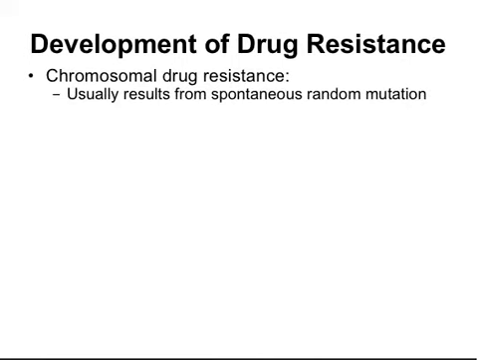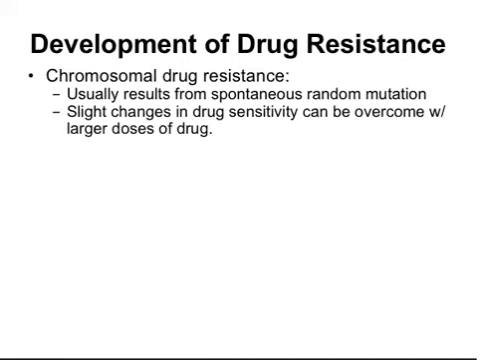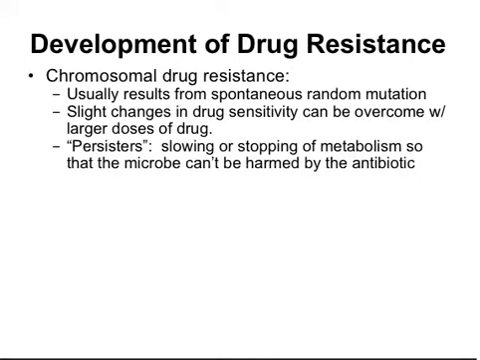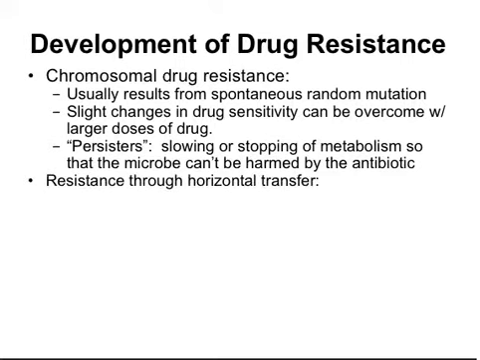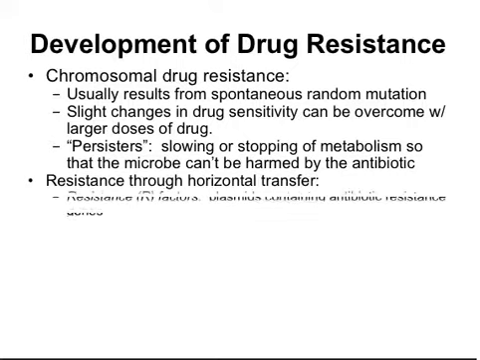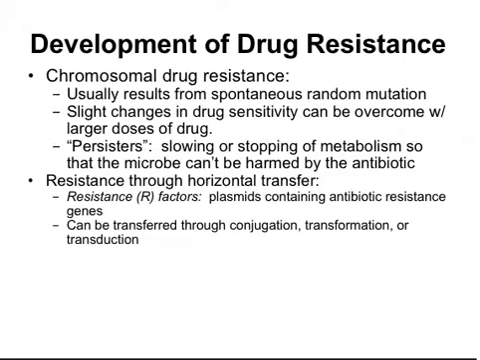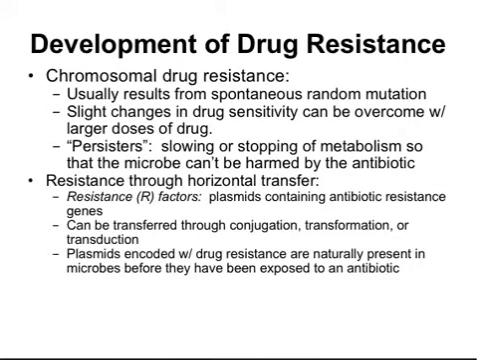Chromosomal drug resistance usually results from spontaneous random mutation. Changes in drug sensitivity can be overcome with larger doses of drug or with the development of drug derivatives. Persisters slow or stop metabolism so that the microbe cannot be harmed by the antibiotic. Resistance by horizontal transfer can occur through conjugation, transformation, or transduction. Remember that mobile genetic elements in bacteria called plasmids often host antibiotic genes, and thus, when passed from one cell to the other, confer that characteristic on the recipient.